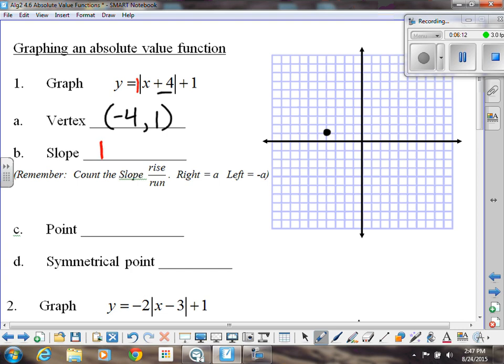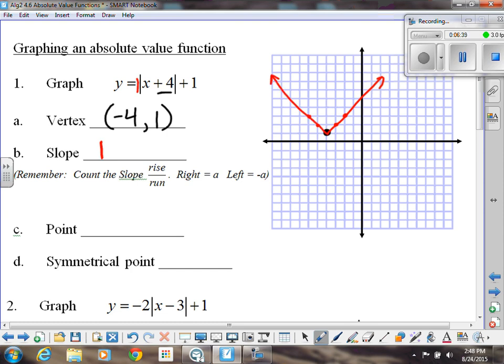So I'm going to count up 1 over 1, up 1 over 1, and that gives me the slope on the right-hand side of the V. And then since I know it's a V, I know it has to go in the opposite direction. So that's what we meant by -A. So -1 is going to be the left side. So if I go left 1, up 1, then I'm going to get the other side of the V.